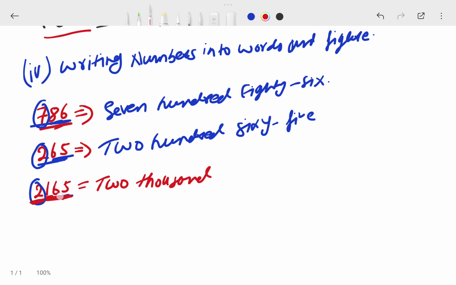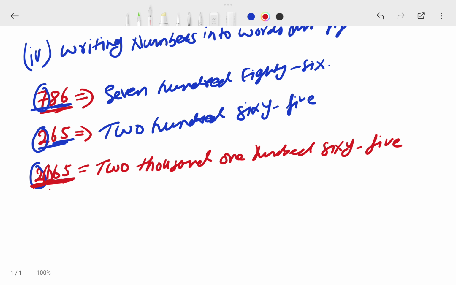165. Now count ones, tens, hundred. So how much? This is going to be 2,000. Now we have to write 1,000. This is 1 is there, 1,000. Okay, now write 100, not 1,000, 100. Okay, now 100. After that 100, what is there? 65, right? Like that, 65. Another example, 5, 6, 4, 3.